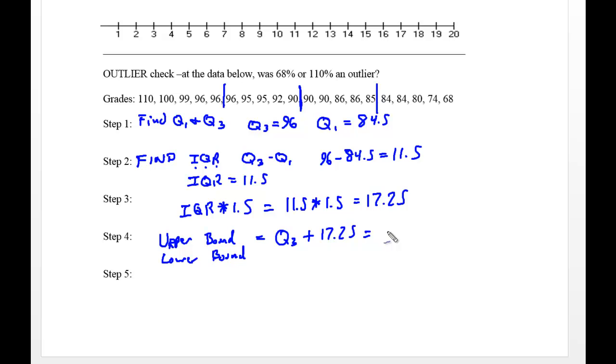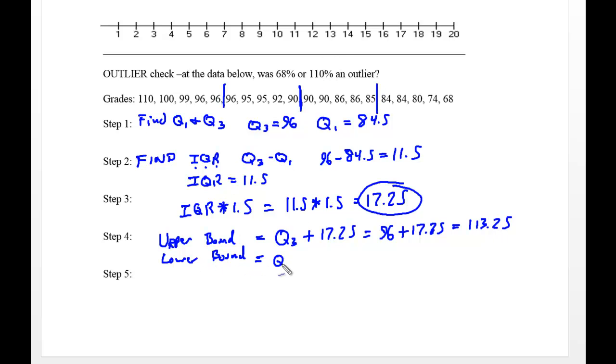The upper bound is going to be taking our Q3 and adding this score, this 17.25, that IQR times 1.5, and we'll see if the 110 is higher than that. So the Q3 was 96. We're going to take our 17.25. This number I'm going to circle right there, and you're going to see where we're going to use that again. So that 96 plus 17.25 is 113.25. And I ask myself, is there a score higher than that? And 110 is not higher than that, so 110 is not an outlier.